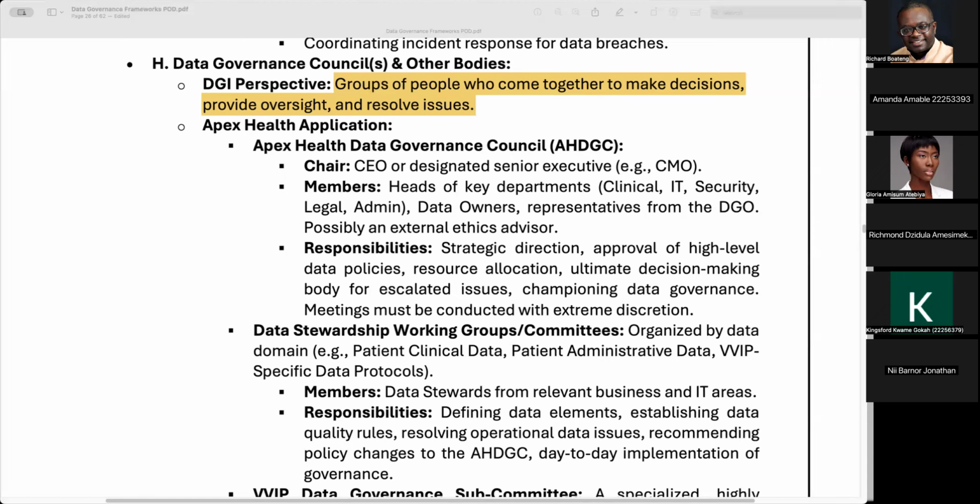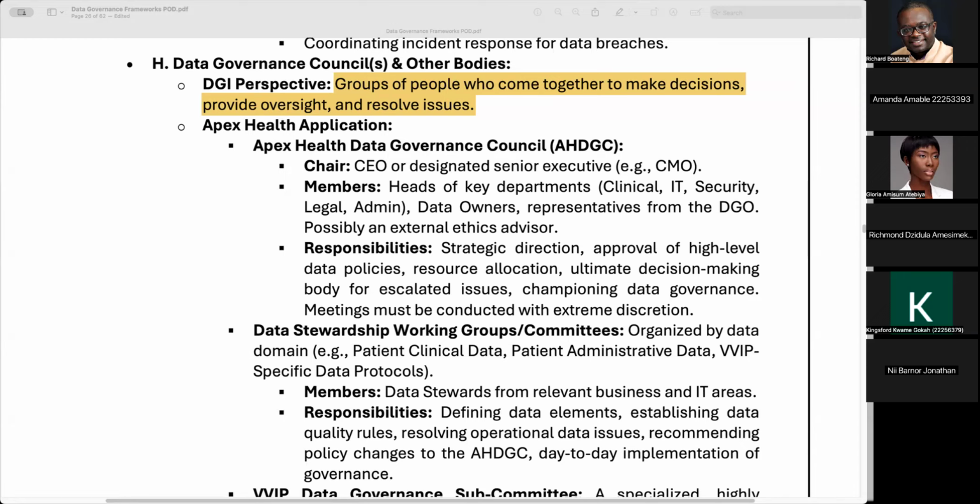And for the VVIP aspect. Given Apex Health's unique context, a highly specialized and restricted VVIP data governance subcommittee would almost certainly be essential, as highlighted in the source. This committee would likely have very limited membership, operate under enhanced security protocols and stringent non-disclosure agreements, and focus solely on the unique requirements, risks, policies, and oversight related to VVIP data handling, potentially reporting directly to the main council or even the CEO.